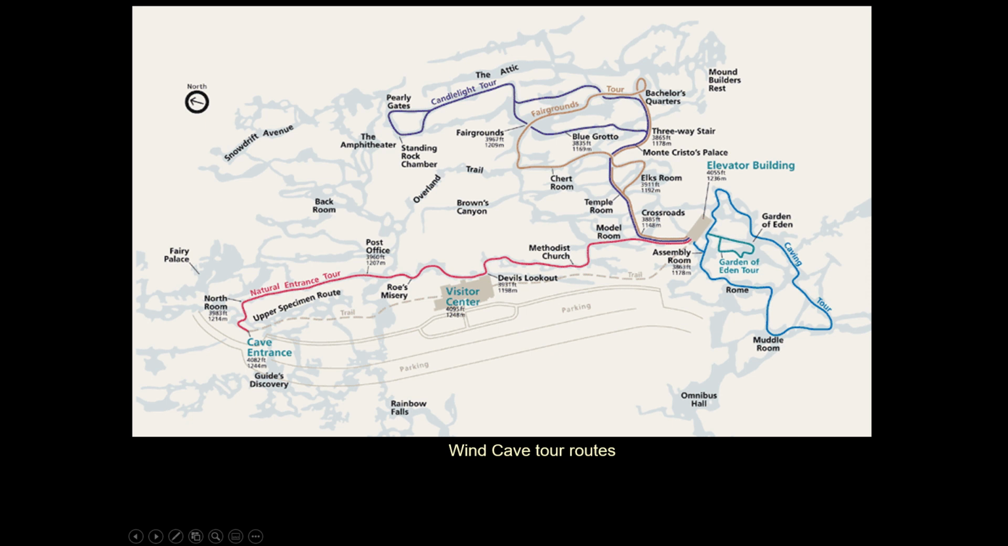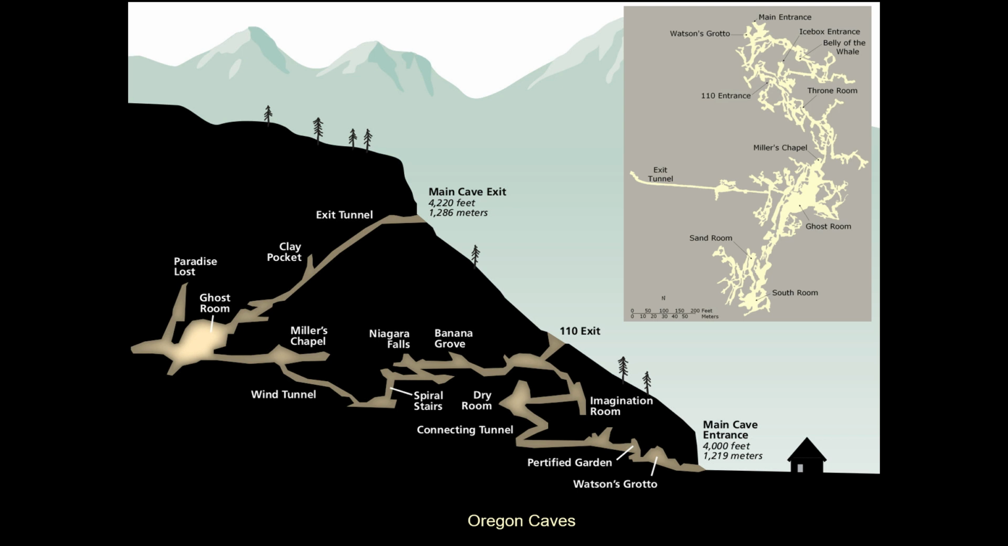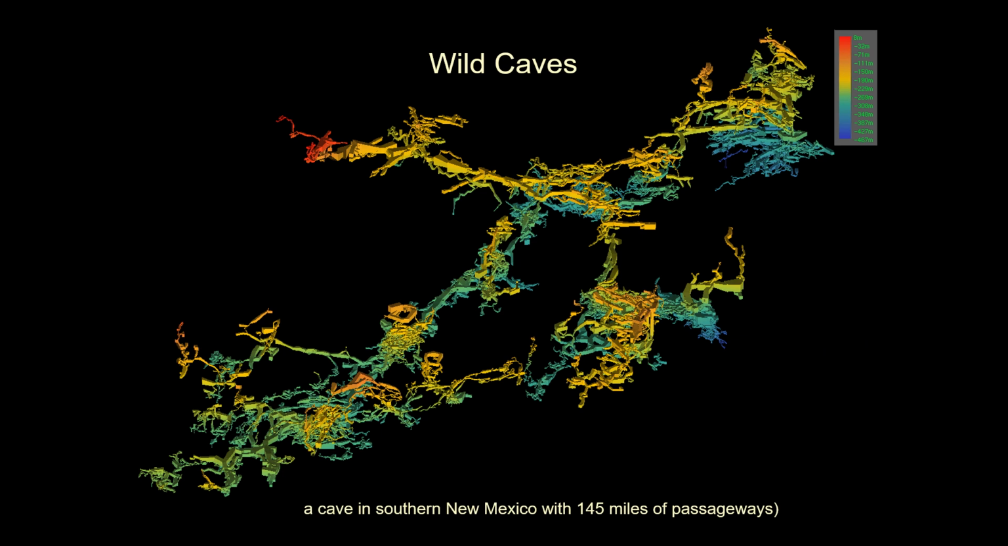Here are those Wind Cave tour routes, the natural tour, and then a couple of the other tours that you can do. And again, you're just seeing a fraction of the cave, and you may only see one level. There may be a number of different levels. Here's the different levels represented in this slide that shows Oregon Caves, and you see the cave main entrance. Here towards the bottom, you actually go upward when you go through the cave, and a couple of different exits. So these caves, we think of them as being two-dimensional, but they're really quite three-dimensional.